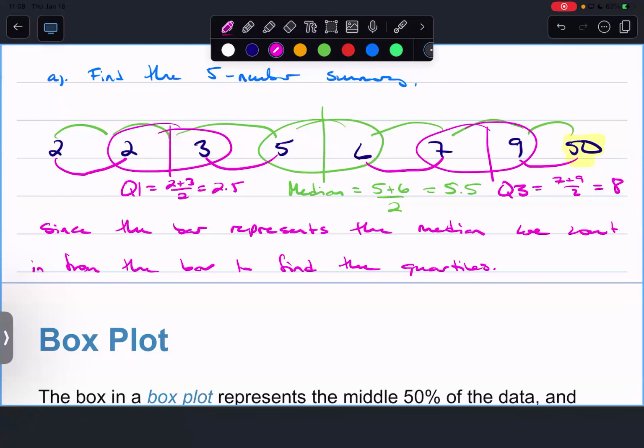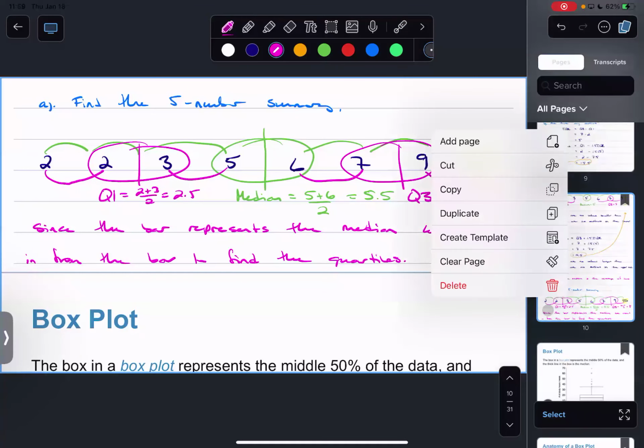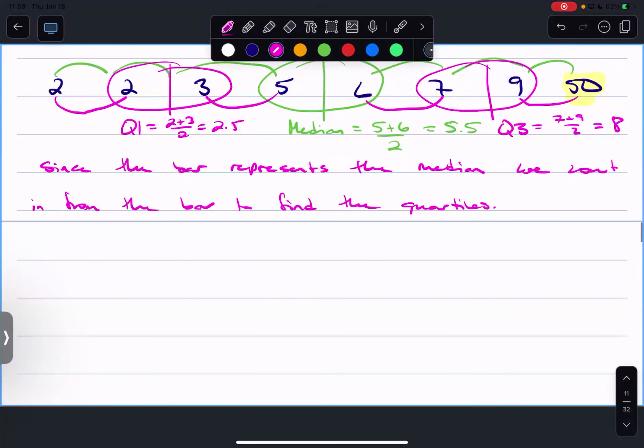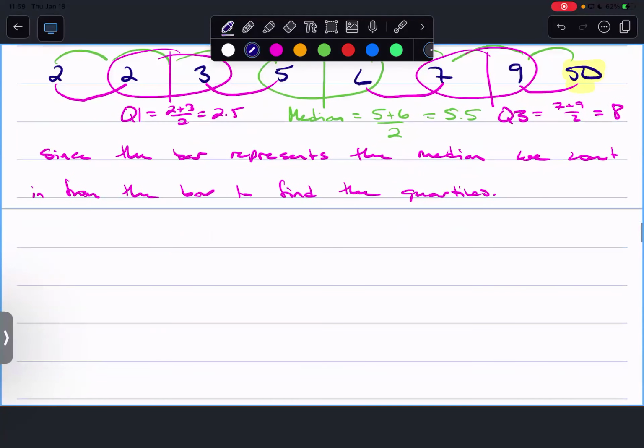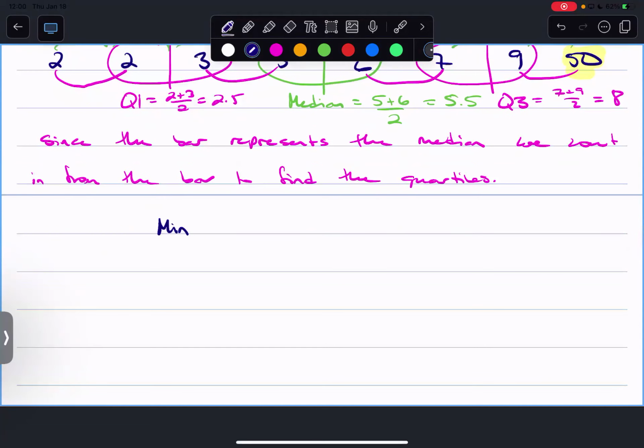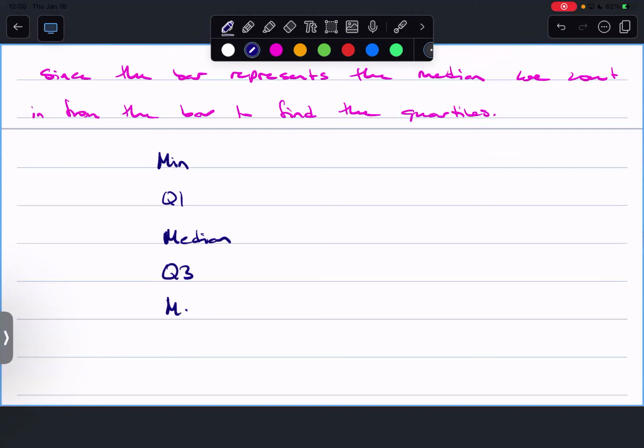Okay. Add a page. It's almost like I didn't need slides at all. Okay. So now my 5-number summary, not changed drastically, but changed a little bit. So now my minimum, Q1, the median, Q3, and the maximum.